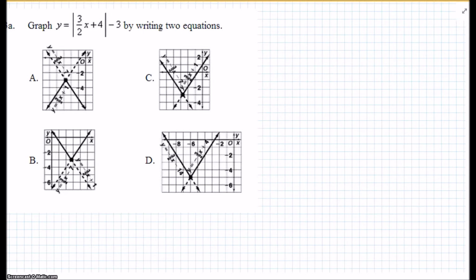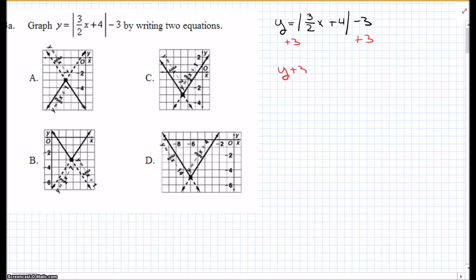Graph y equals the absolute value of 3 halves x plus 4, minus 3, by doing two equations. Okay, so we're going to have two equations. So let's add 3 to each side to get the absolute value by itself. So we get y plus 3 equals the absolute value of 3 over 2 x plus 4.